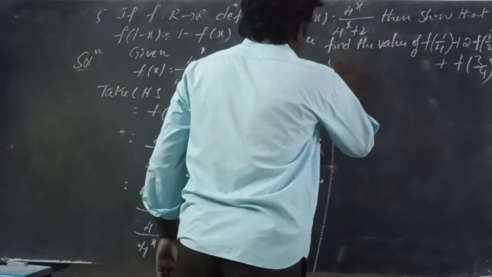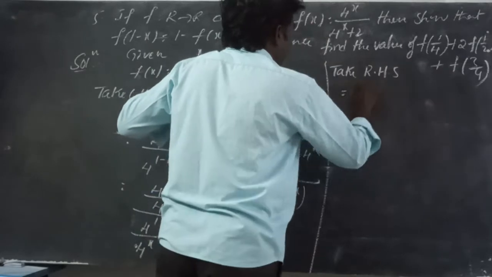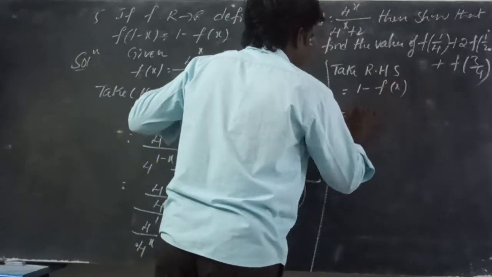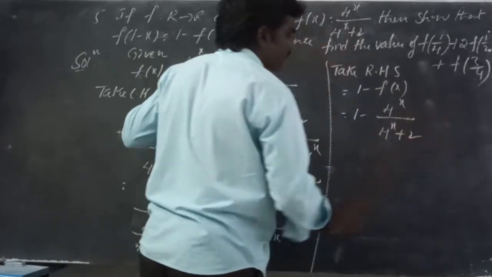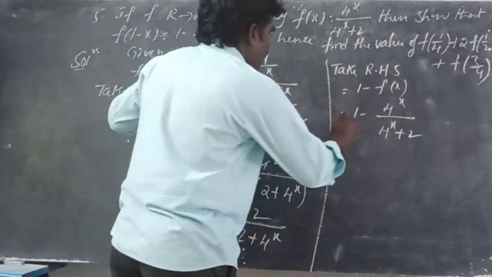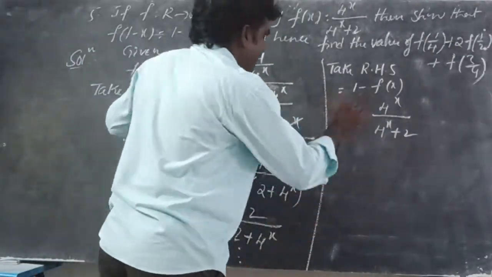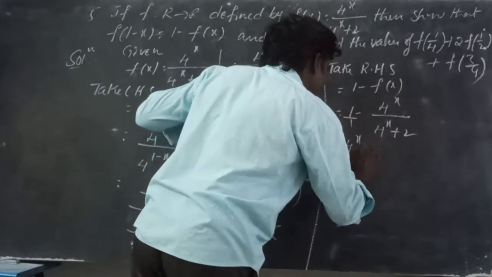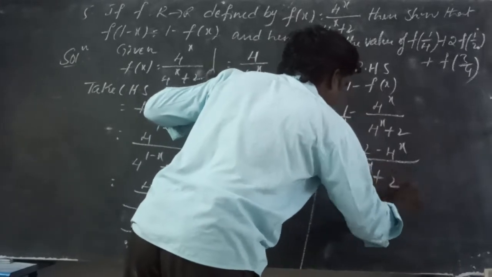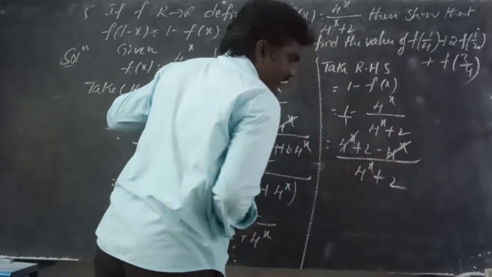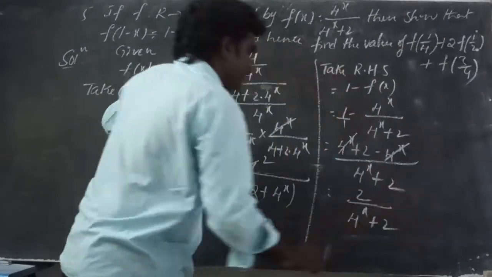Next, take RHS. So what is the RHS? 1 minus f of x. That is equal to 1 minus 4 power x by 4 power x plus 2. Okay, so here 1 is a whole number, we can write it as 1 by 1. Now we can do that cross multiple. That is 4 power x plus 2 minus 4 power x by 4 power x plus 2. Plus 4 power x minus 4 power x cancel. What is the remaining? 2 by 4 power x plus 2.